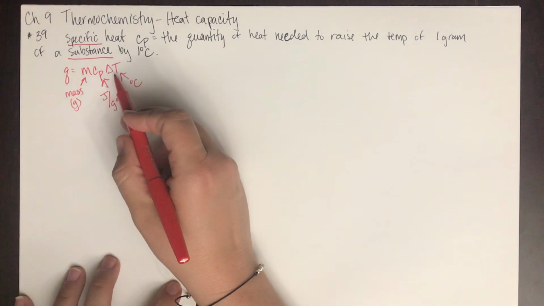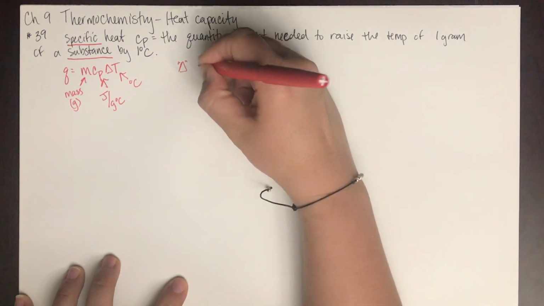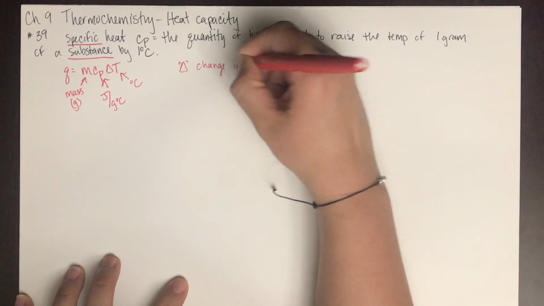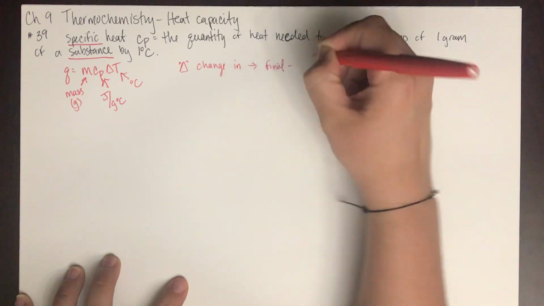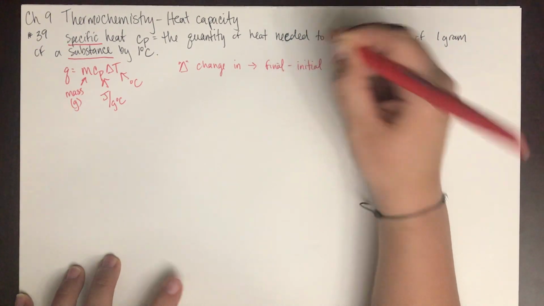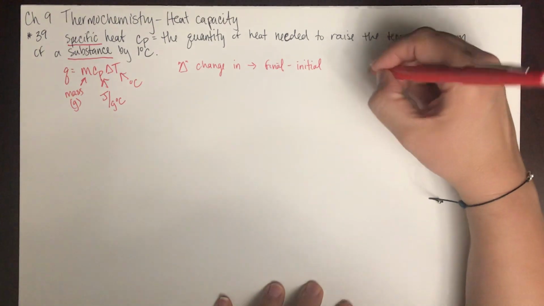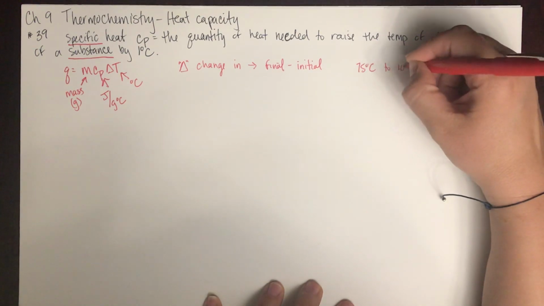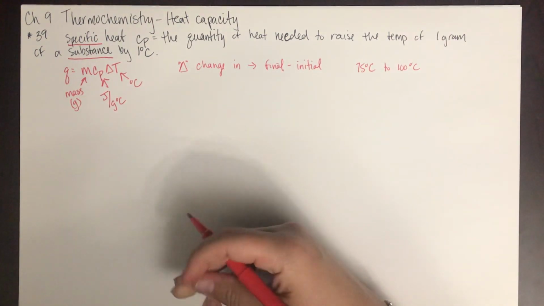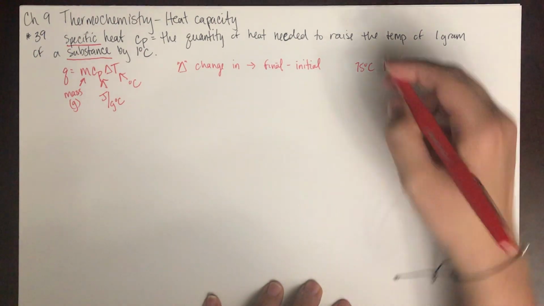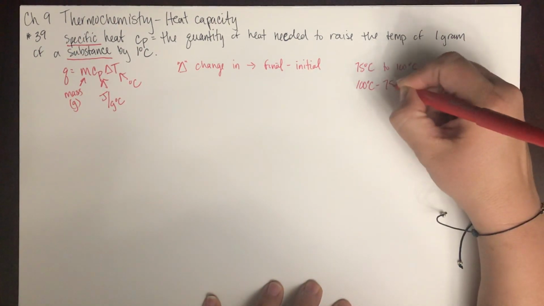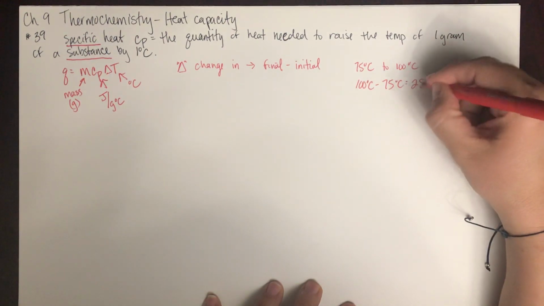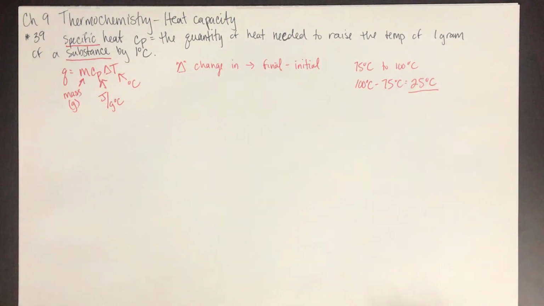Remember, anytime you see this triangle, it means change in. This is the same as saying final minus initial. So for example, if the temperature went from 75 degrees Celsius to 100 degrees Celsius, the change in temperature would be final minus initial: 100 degrees Celsius minus 75 degrees Celsius is 25 degrees Celsius. That would be the change in temperature.